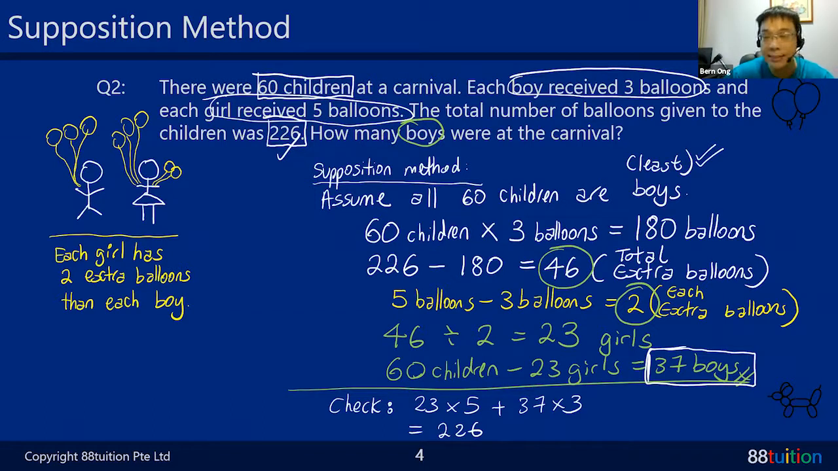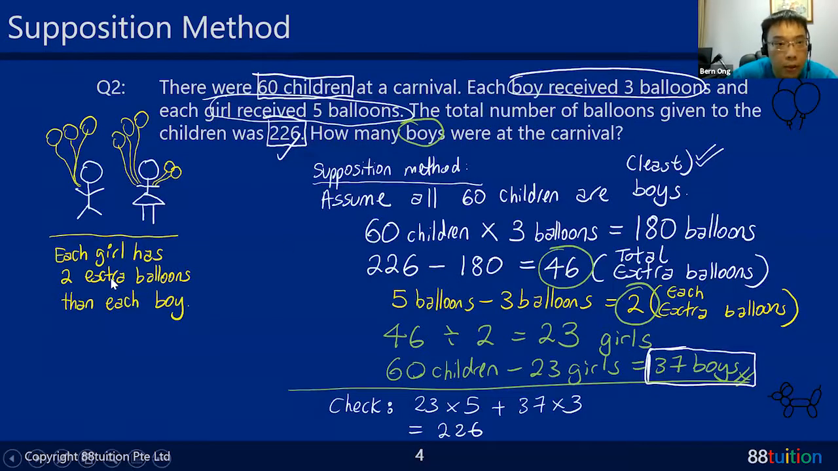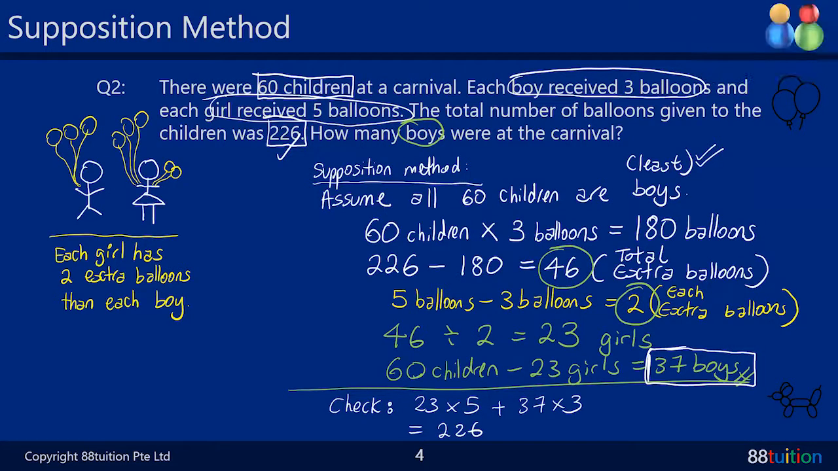So this is a simple supposition question. Okay, Chloe has a question. Wait, let me go and find Chloe. Chloe, yes. Hi, Chloe. I have a question. I don't really understand the whole thing.